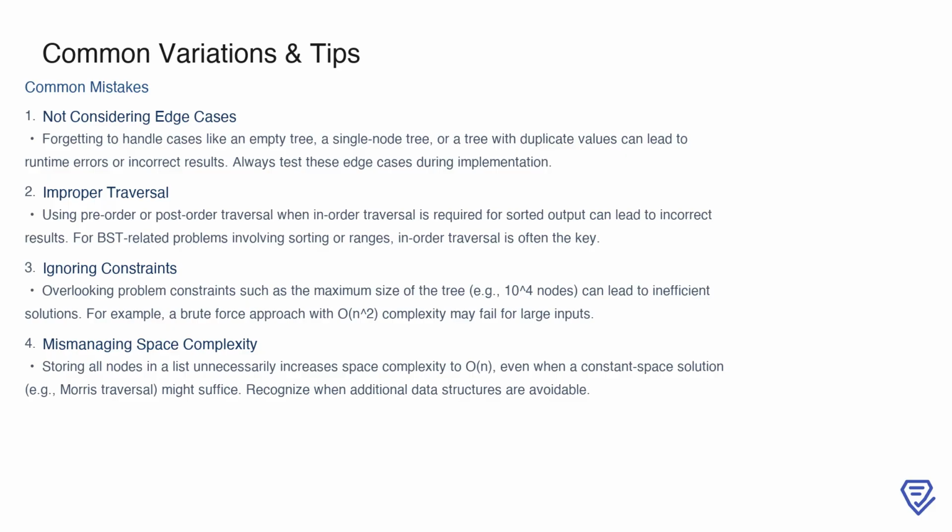Lastly, mismanaging space complexity can be problematic. Storing all nodes in a list, while straightforward, increases space usage unnecessarily to O(n). Instead, more efficient approaches like Morris traversal can achieve constant space complexity. Recognizing these potential pitfalls early makes problem solving far more effective.